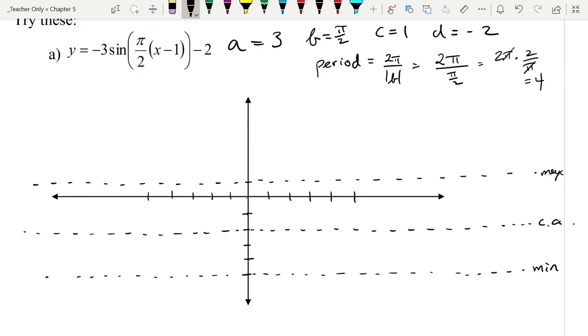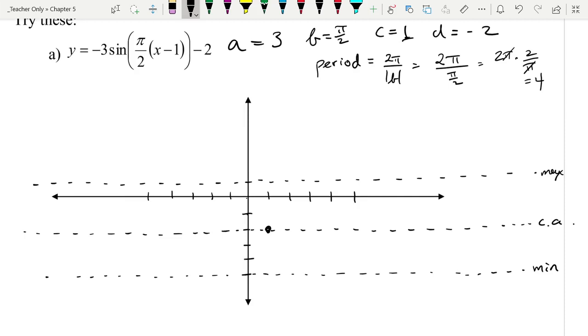Good enough. And I now know that I normally would start a sine curve here, but I'm shifting 1 unit to the right, so I'm starting my sine curve. Oh, and 2 units down, so I'm starting my sine curve right here. And I just realized that's too far to the left. There we go. That's better. There's my starting point.